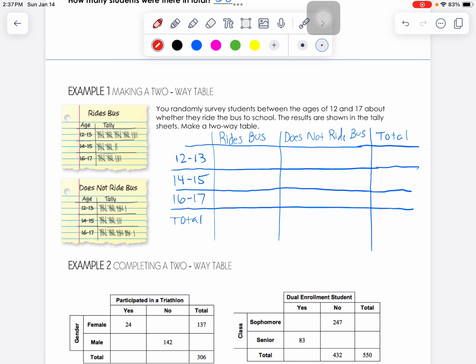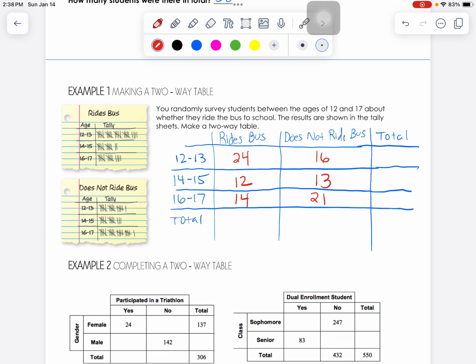Alright, so now we're going to copy that information. If I'm looking at rides the bus, we have 24 for 12 to 13. I have 12 for 14 and 15. And I have 14 for 16 and 17. If I look at does not ride the bus, I have a total of 16, 13, and 21.